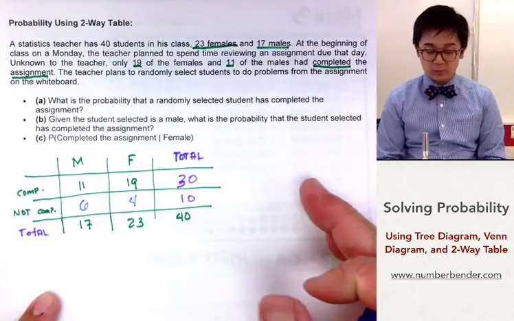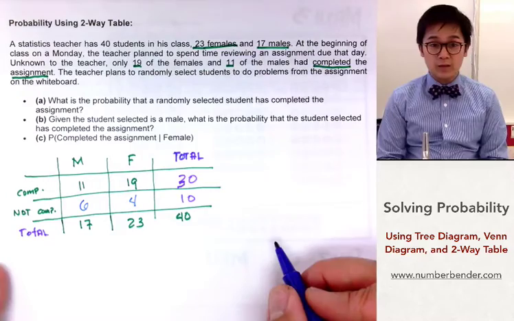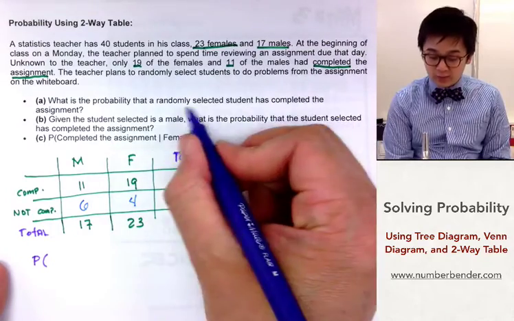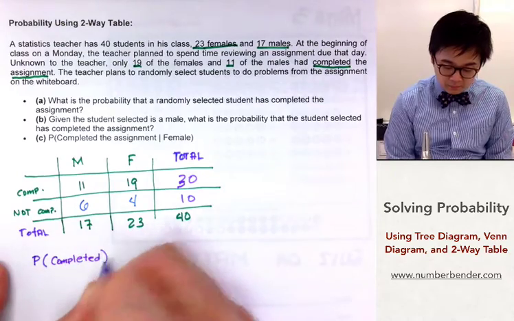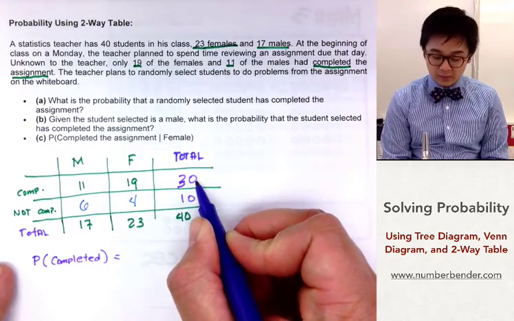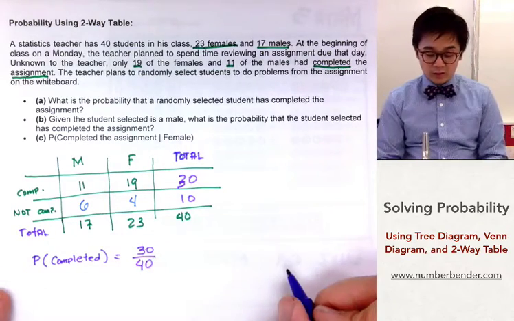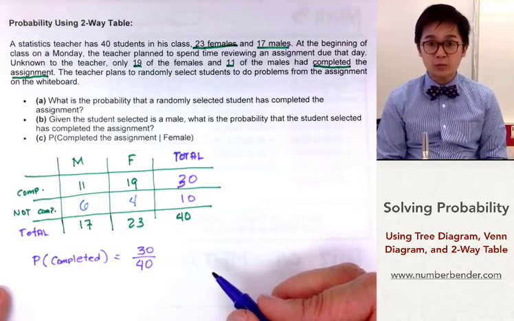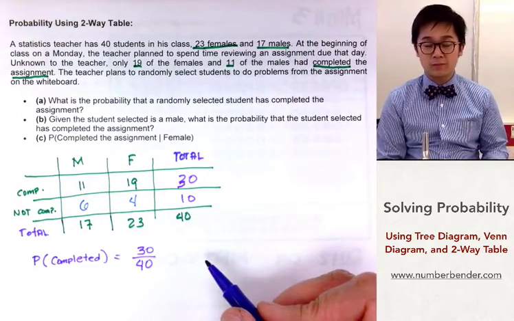At looking at the two-way table, masasagutan natin yung mga probability questions. Yung una nating question is to find the probability na ang nakuha natin or ang student na na-select natin completed the assignment. So, ang probability niya, yung total ng completed or yung mga estudyante na nakapag-complete ng assignment is 30 all over the number of students, which is 40. So, 30 over 40 yung probability na kung saan pag nag-select tayo ng students based on this experiment, nakapag-complete ng homework regardless of the gender.